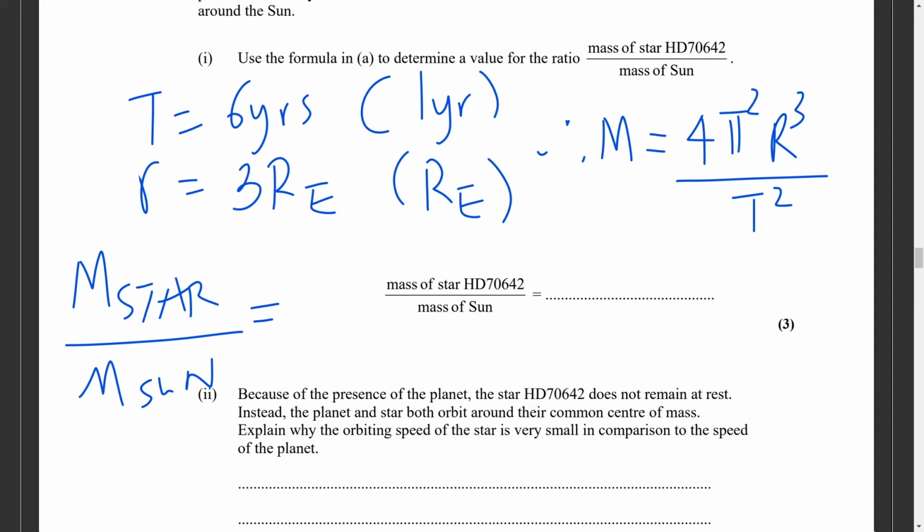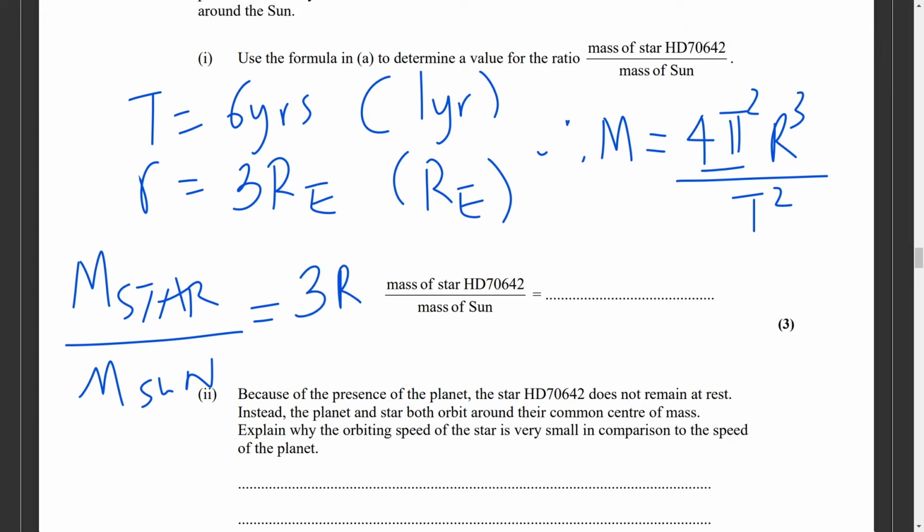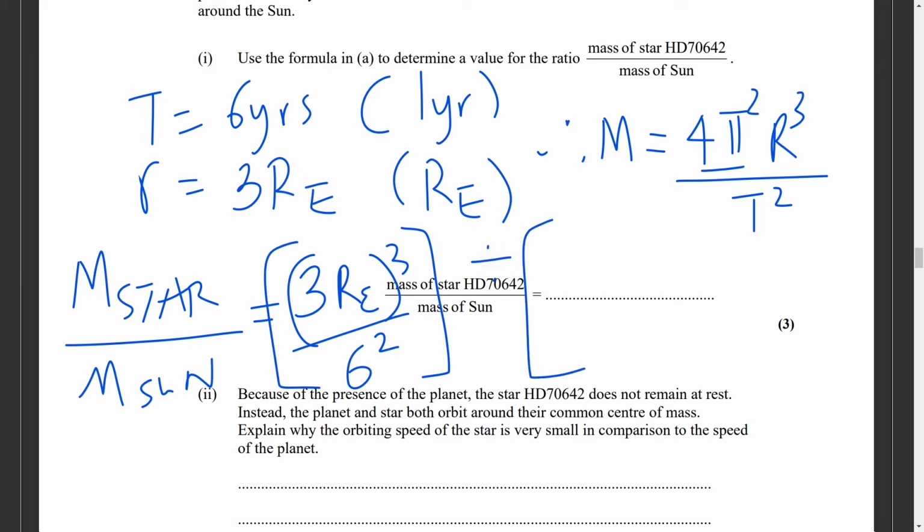So all you need to do really is to have 4 pi squared for the mass of the star. The radius for the star is going to be 3 RE, remember it's cubed, and you're going to divide that by t squared, which is 6 squared, and that value is going to be divided by RE cubed, and that's just going to be 1 squared. Well, work it out and see what you get. I think you're going to get 0.75.